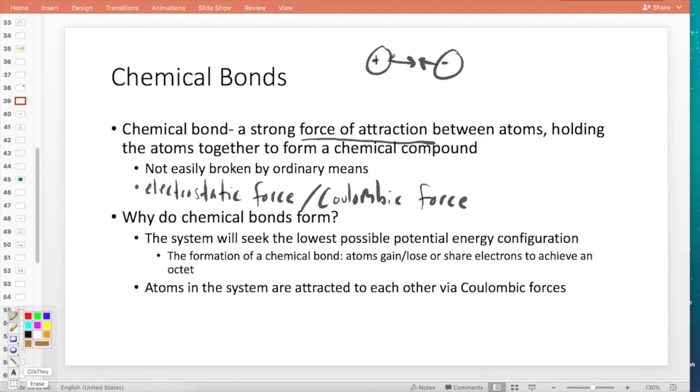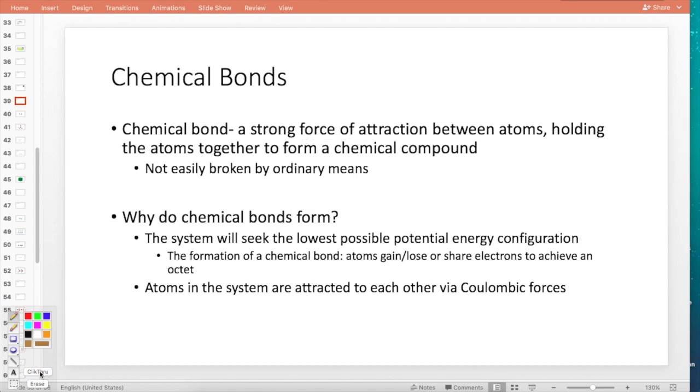You no longer need to know Coulomb's law, but it might be helpful here to remember that the force of attraction is directly proportional to the size of the charge, how big the charge on the particle is, and inversely proportional to how far apart they are, to the square of the distance between them. Chemical bonds are just electrostatic Coulombic attractive forces between atoms, holding those atoms together to form a chemical compound. Chemical bonds are not easily broken.